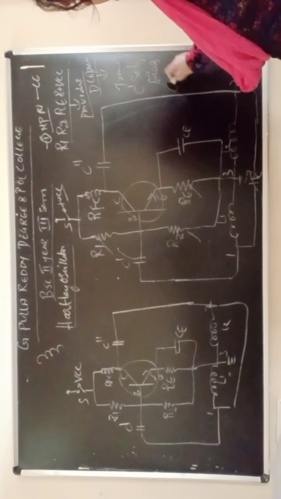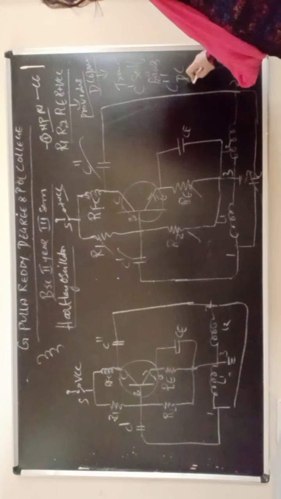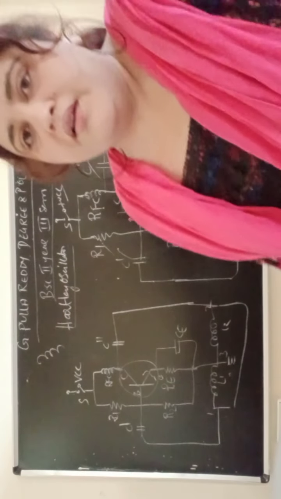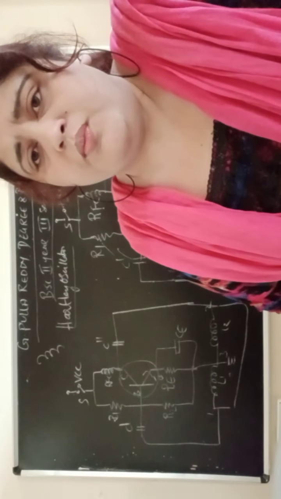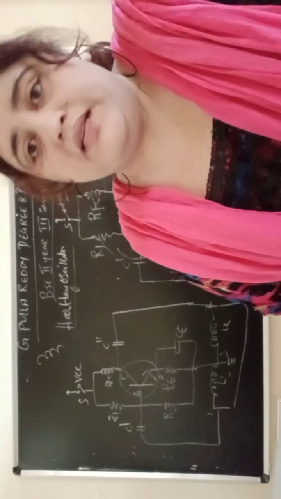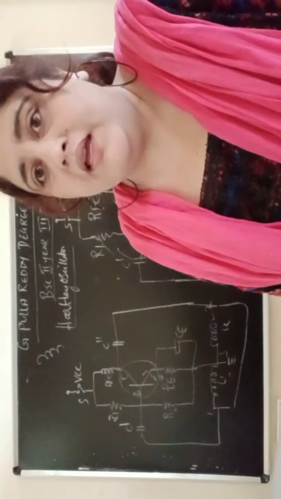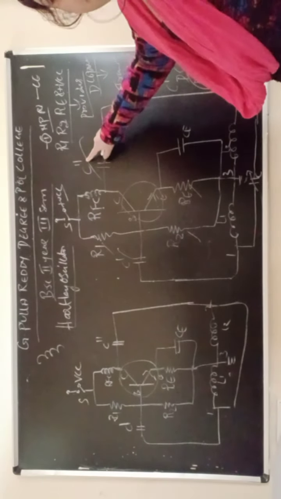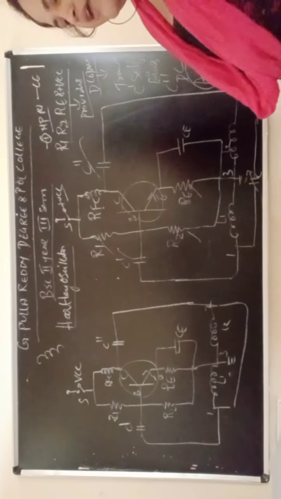Next, C double dash blocks DC and passes only AC. Obviously, at the output we need AC, that means a sine wave. So C double dash will block DC and it will pass only AC.